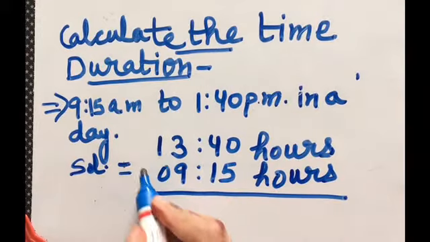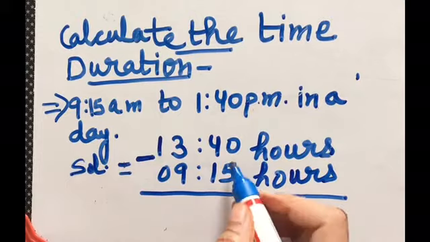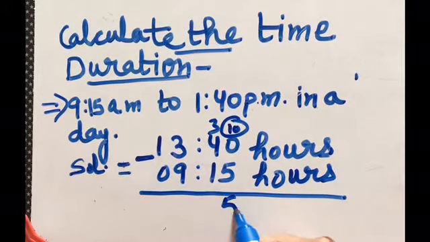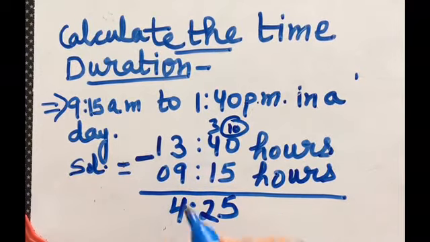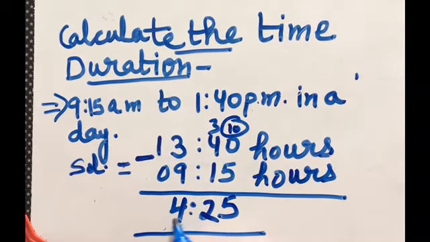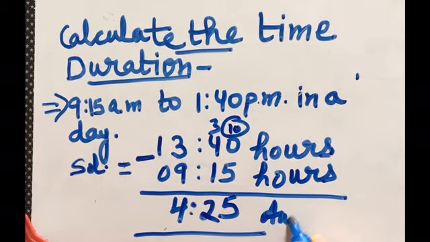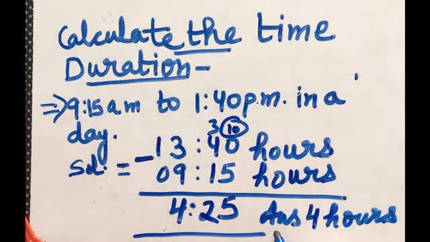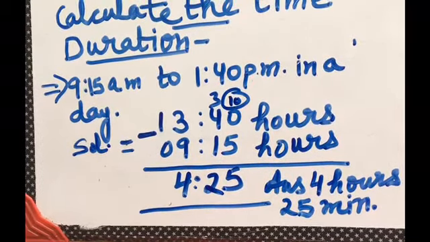Now duration is the difference, so subtract them simply as you subtract. We have done it earlier. So 40 minus 15 is 25, and 13 minus 9 is 4. So this is 4 hours 25 minutes. So your answer will be 4 hours and 25 minutes. Fine. So this is your answer, 4 hours and 25 minutes.